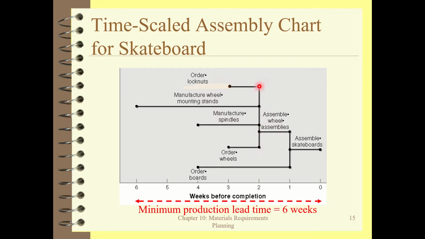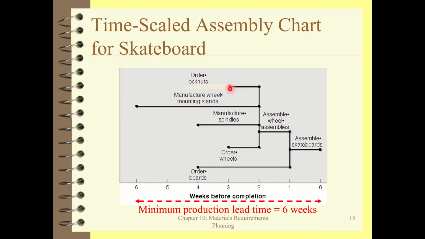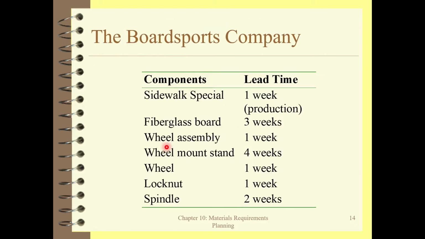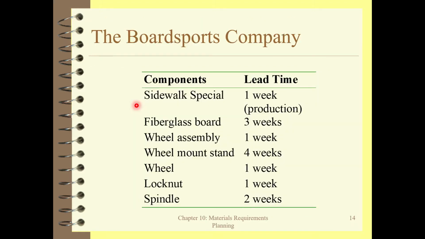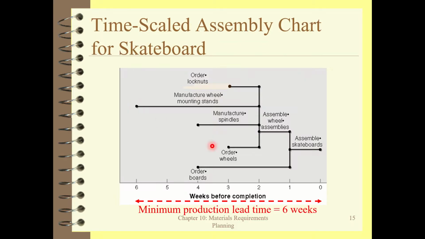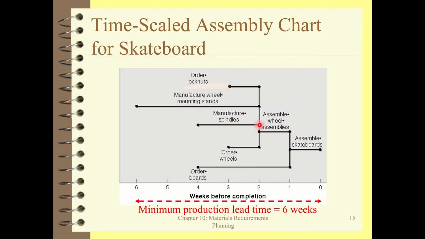But for the lock nut, you need 1 week, so you go backward 1 week and order it here. The wheel mount stand needs 4 weeks: 1, 2, 3, and 4. You need to order here. And the wheel, 1 week, so backward 1 week, you have to order it here. And the last one is spindle. Spindle requires 2 weeks, so 1, 2, you need to order it here. So this is the picture of the time scale assembly chart for the skateboard.